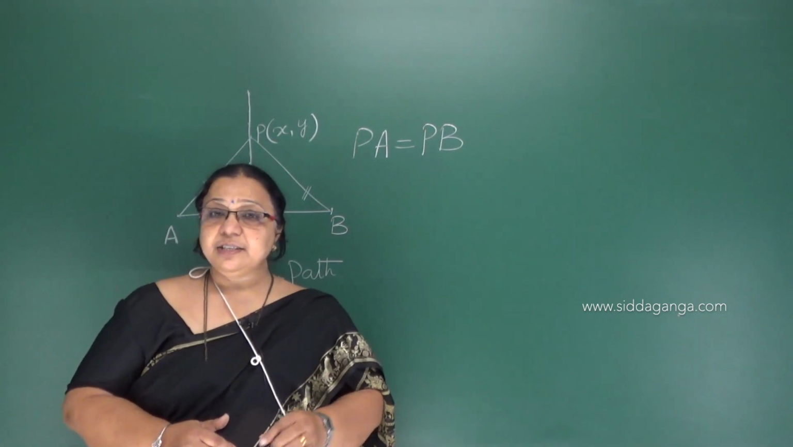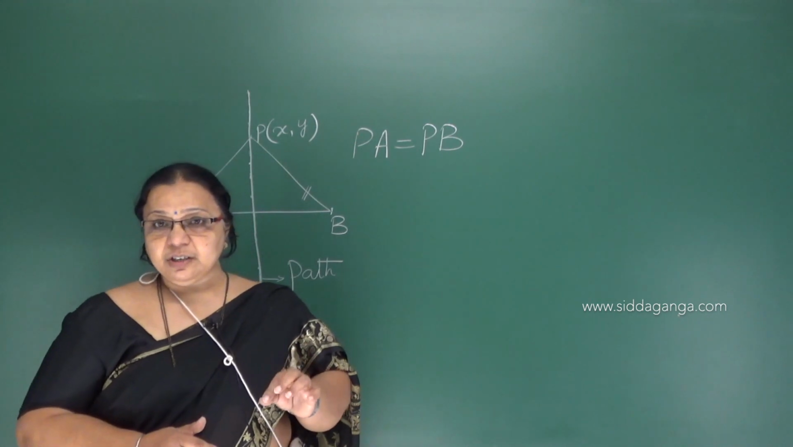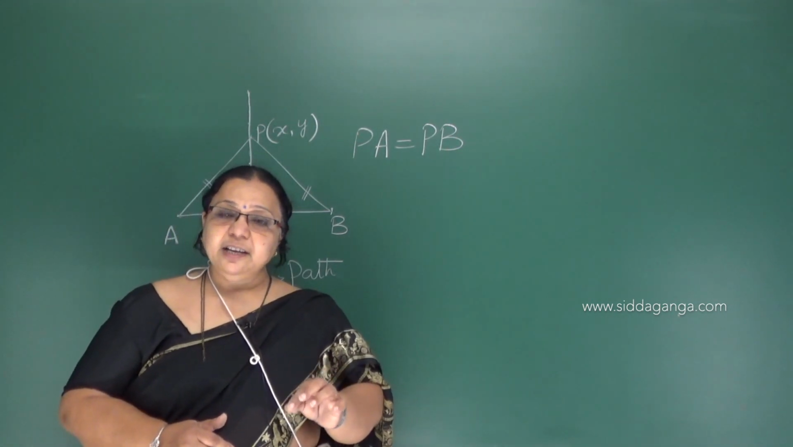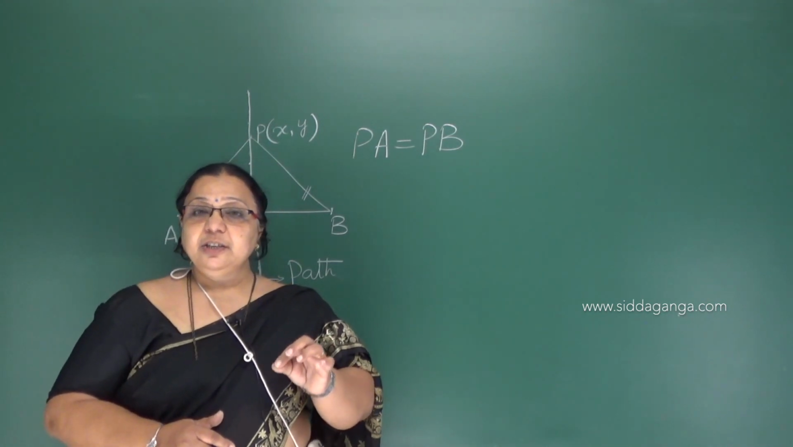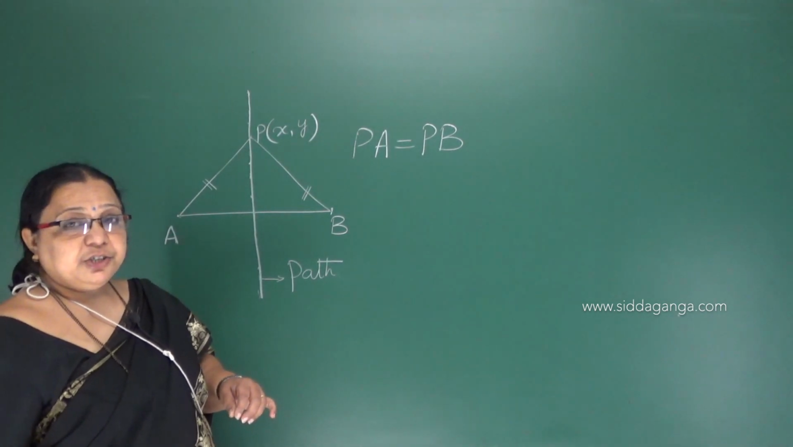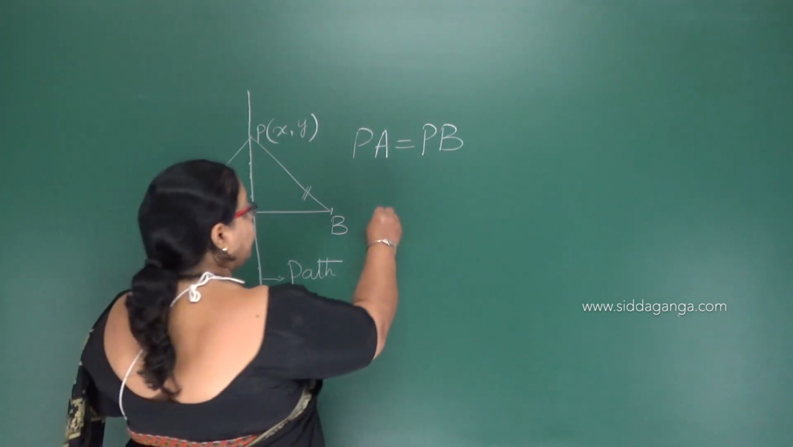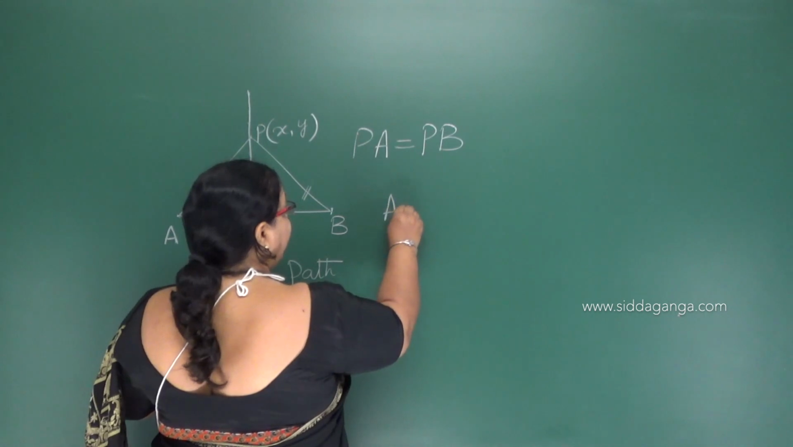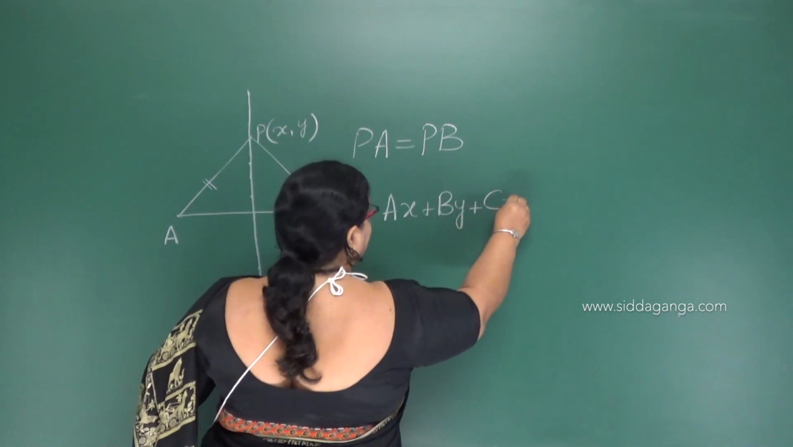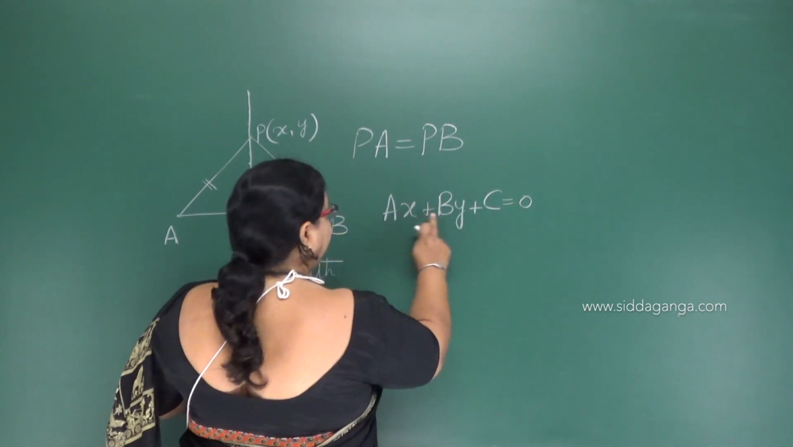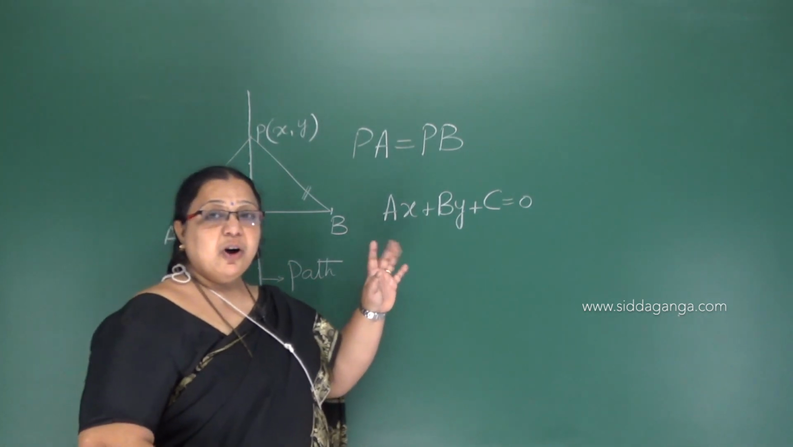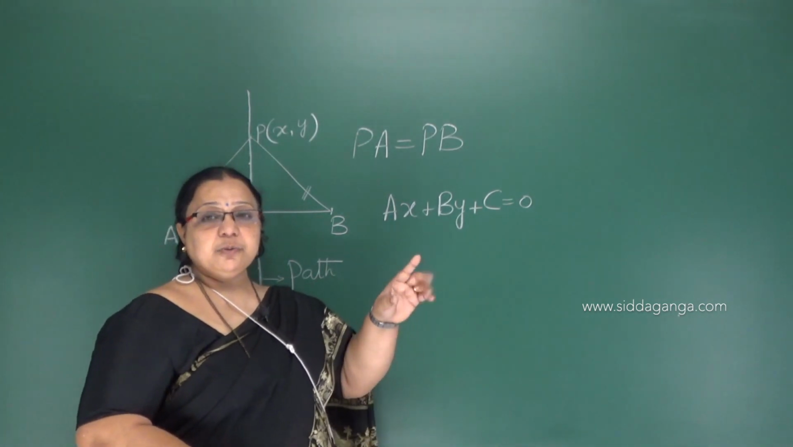It is called a linear equation, and hence a straight line is nothing but a linear equation in two variables, that is x and y, and the general equation of a straight line is ax plus by plus c equal to 0, where a, b, c are the real numbers. At a time all these three are not equal to 0.